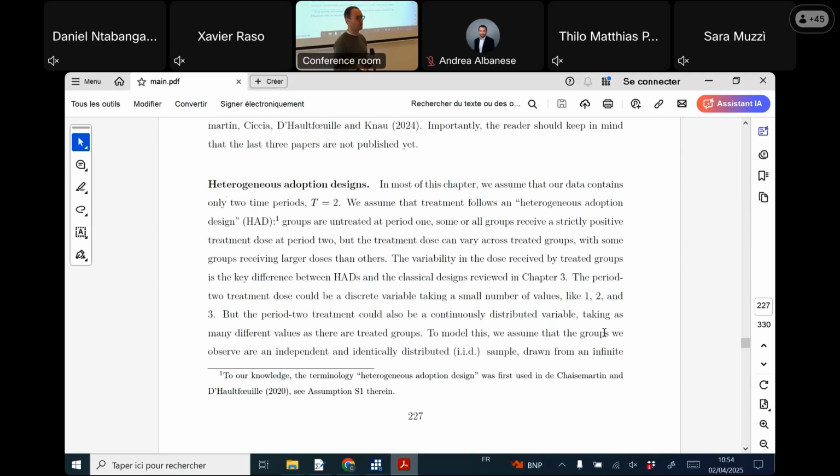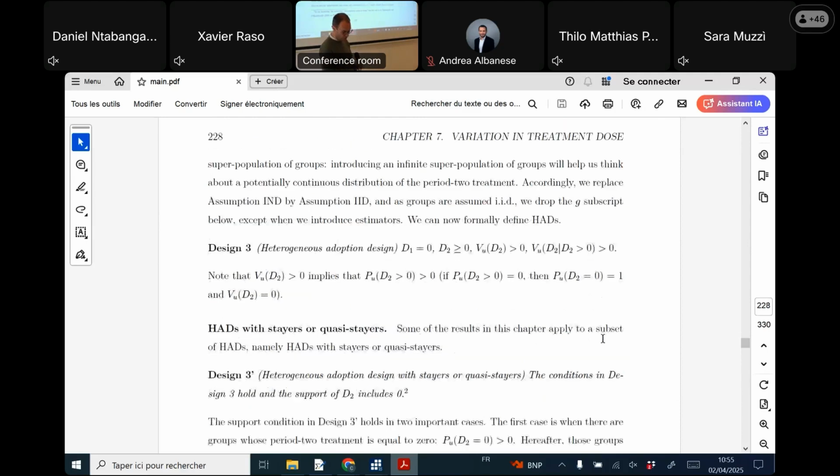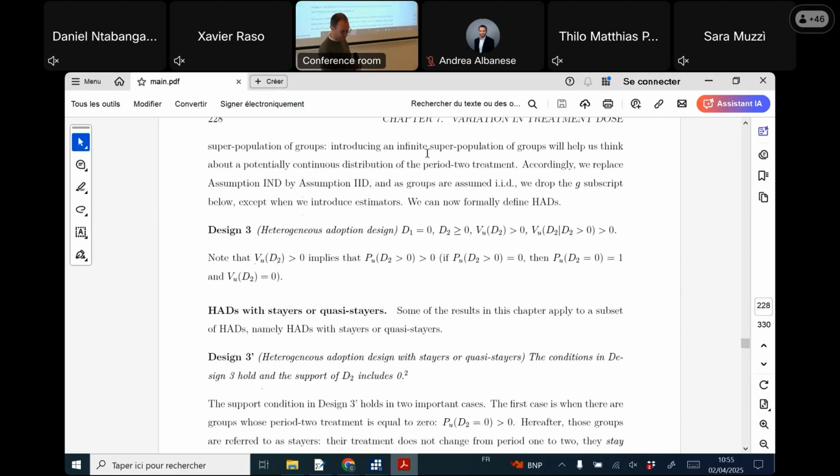And because we want to allow for a continuously distributed dose of the treatment, we're going to be moving away from our model-based perspective where the treatments are conditioned upon, to adopt a sampling-based perspective where we assume that the capital G groups we observe are a random sample from an infinite superpopulation of groups. And therefore, we are going to replace our independence assumption by assumption IID. And because we assume that the groups are IID, we're going to be able to drop the G subscript everywhere in this chapter, except when we go back to defining estimators.